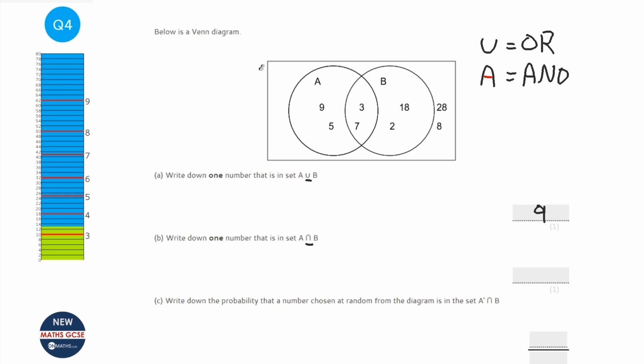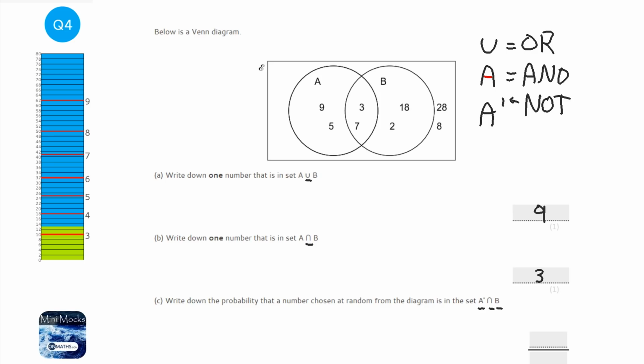And it means it needs to be in A and B. It can't just be in A, it can't just be in B, it needs to be in both. And there's two numbers that fit that bill, 3 and 7. So I could write 3 or I could write 7. Now this little symbol here, it's an A with a dash. That dash there means not. So we're looking for numbers that aren't in A and are in B.